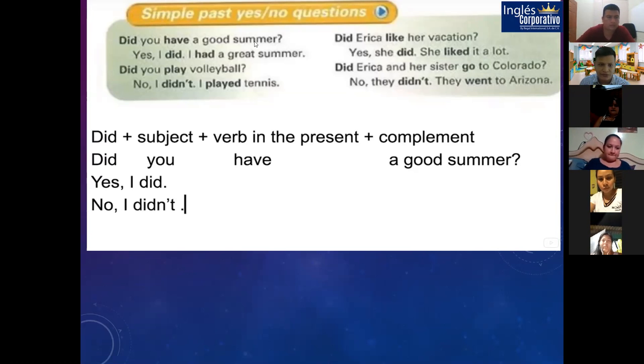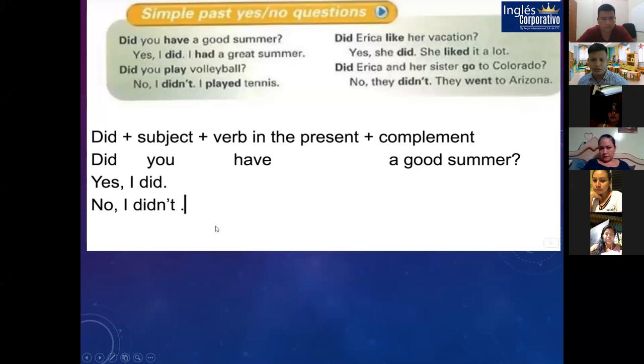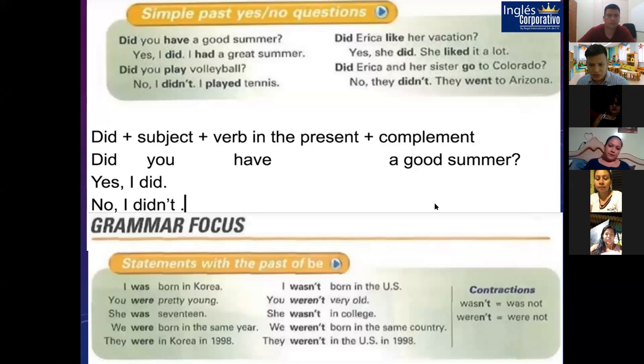Okay, students, continue with this one. We're going to find the formula here, right? We have did plus subject plus verb in the present plus a complement. And also at the end, you have to add the question mark. For example, did is the auxiliary, you the subject, have the verb in the present, a good summer the complement, plus a question mark. Possible answer: yes, I did; no, I didn't, or I did not.